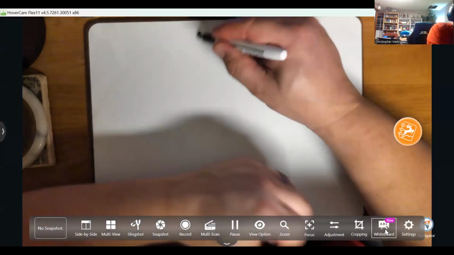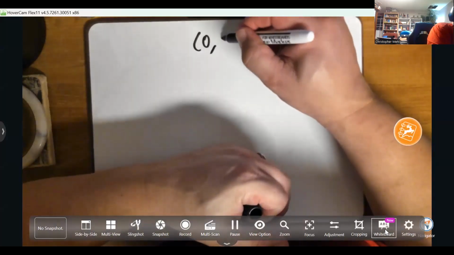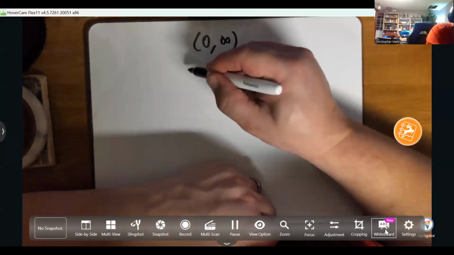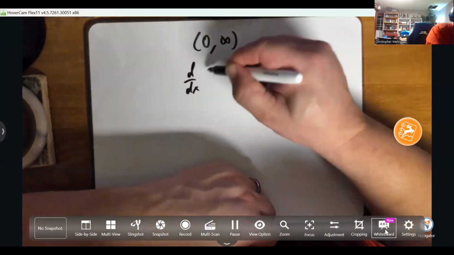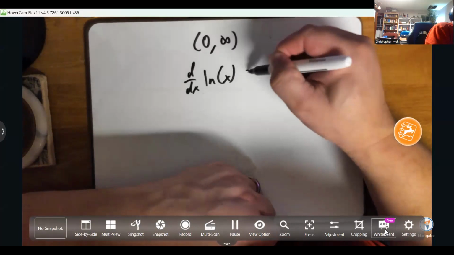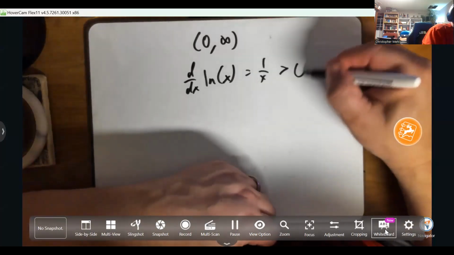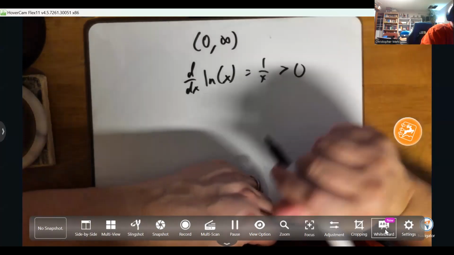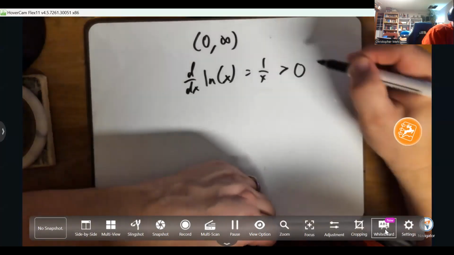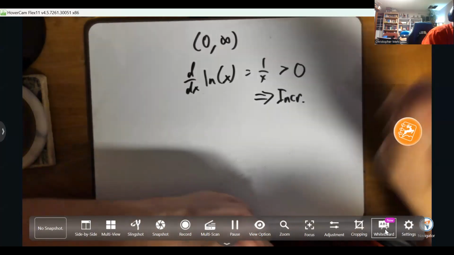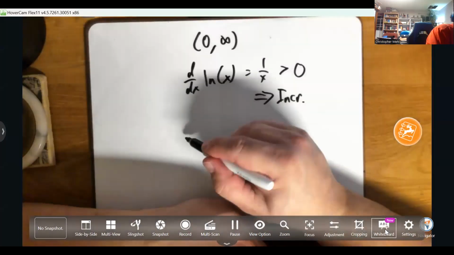Remember, the range here is x from 0 to infinity, so we're only worried about x greater than 0. And the derivative of the logarithm is 1 over x, which on 0 to infinity is always greater than 0. Okay, so that means we're increasing on 0 to infinity.